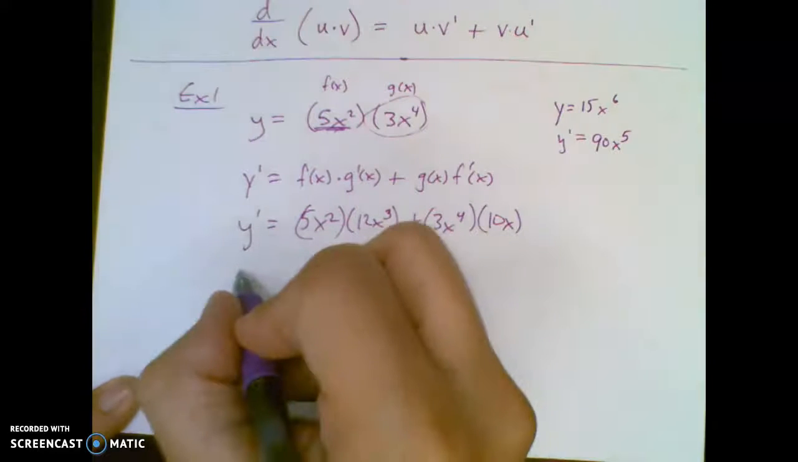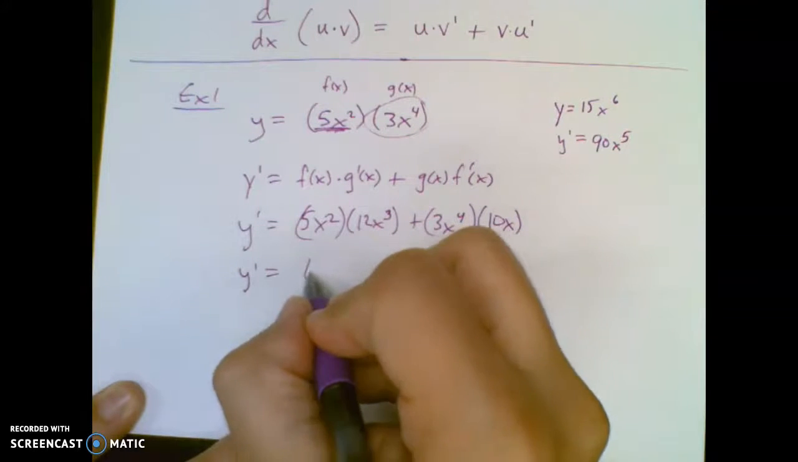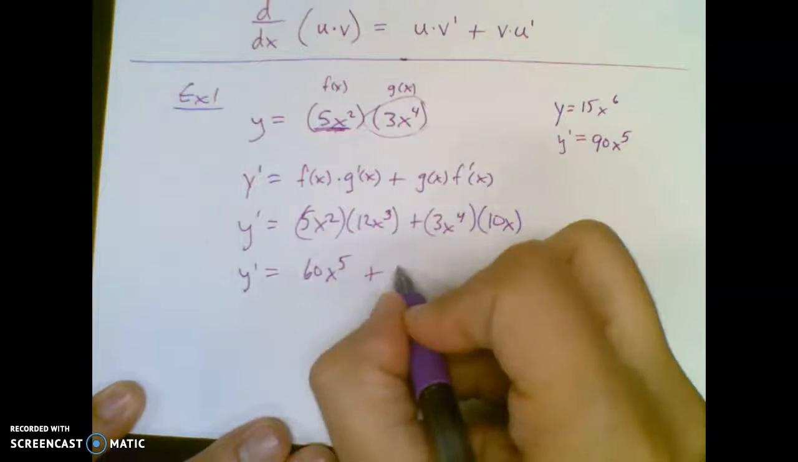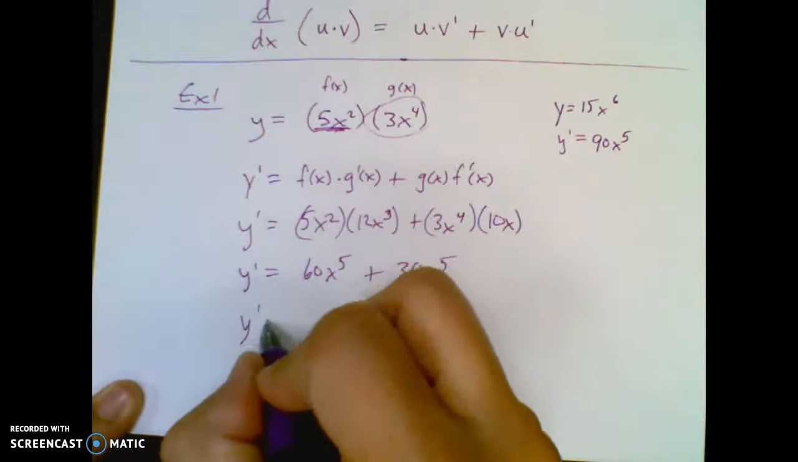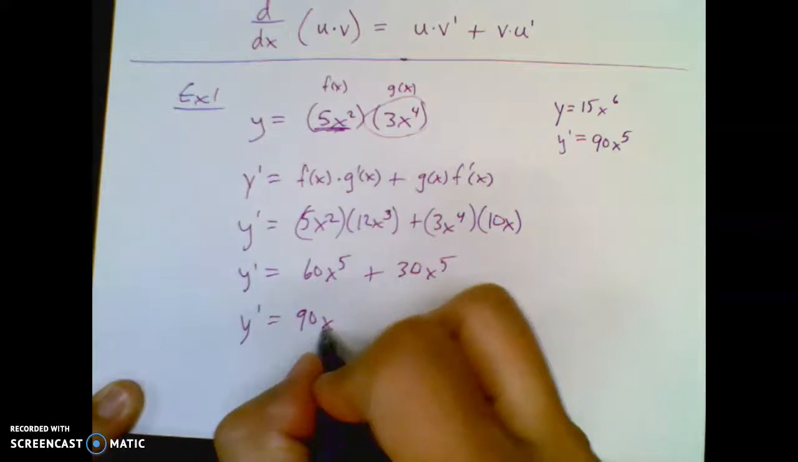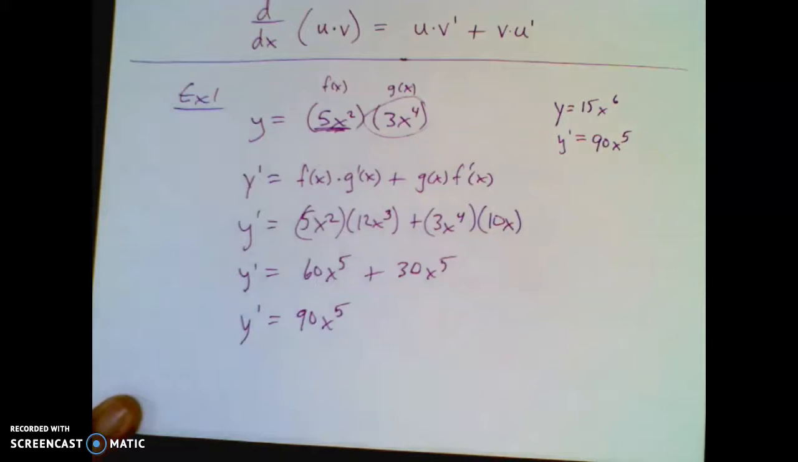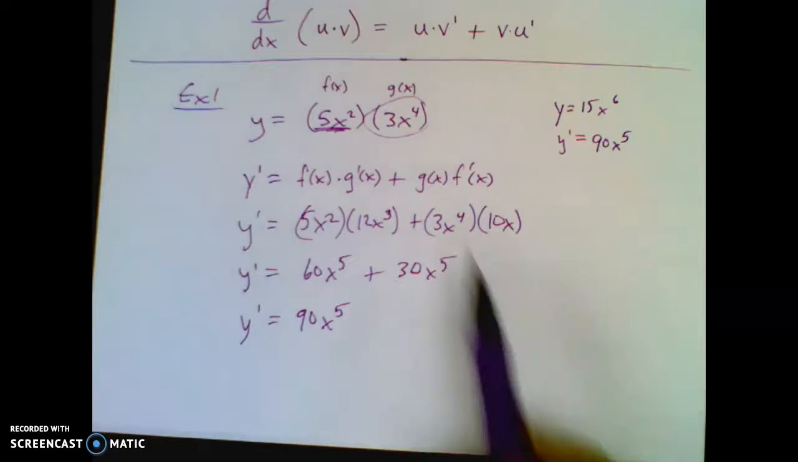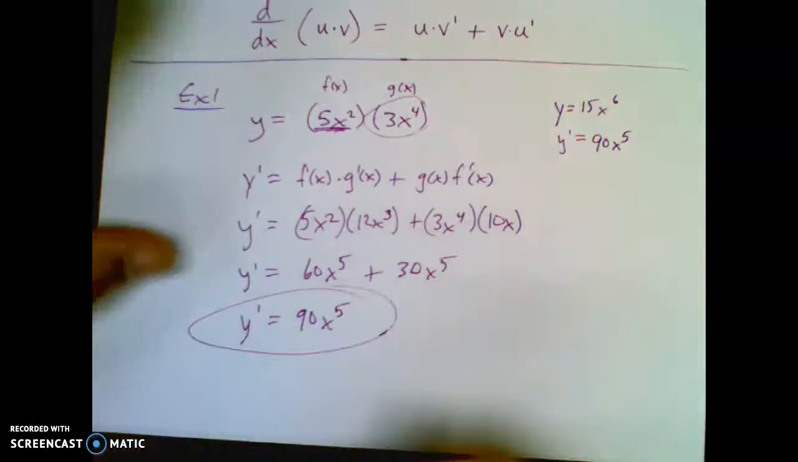And then you'll see I can simplify this because 5 times 12 is going to be 60. x to the 5th, because x squared times x cubed is x to the 5th. And this one is 3 times 10, which is 30, and we have x to the 5th, which gets you to 90x to the 5th. Now, which way was quicker? Holy cow, this way was quicker. Just because you see multiplication doesn't mean you have to use the product rule. Sometimes it's quicker to multiply. But I promise you, this rule is here for a reason, and that reason is it usually saves you a lot of time.